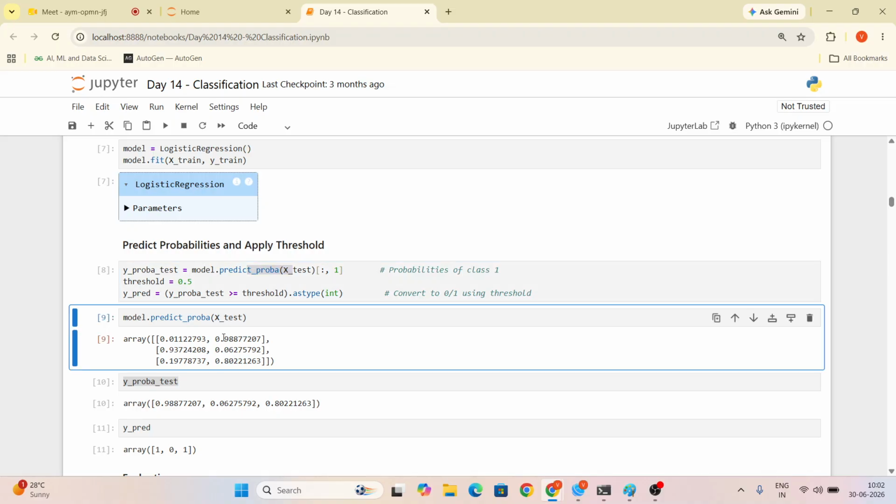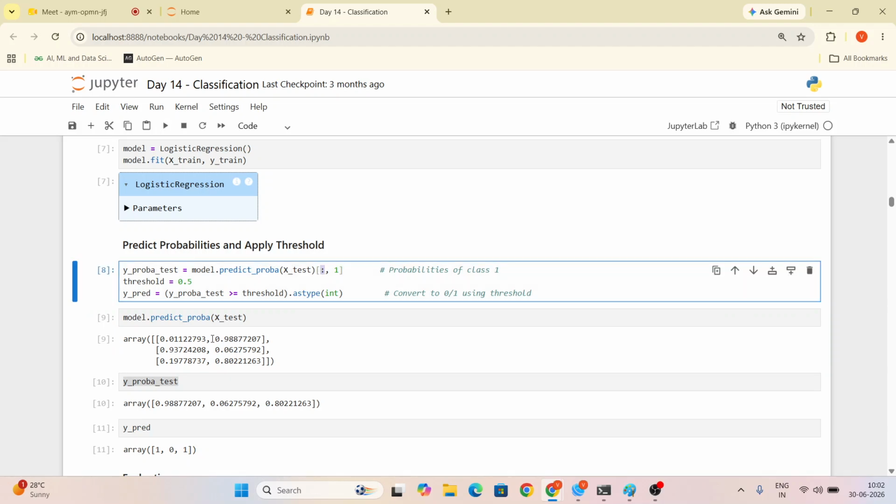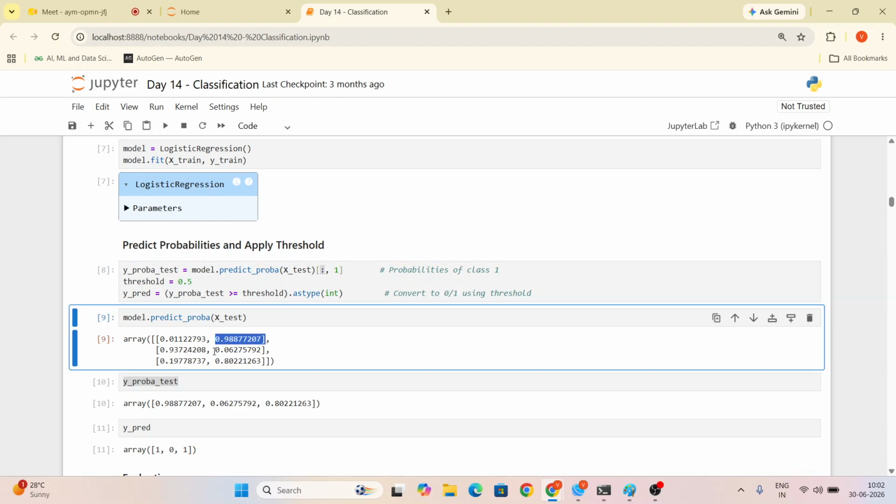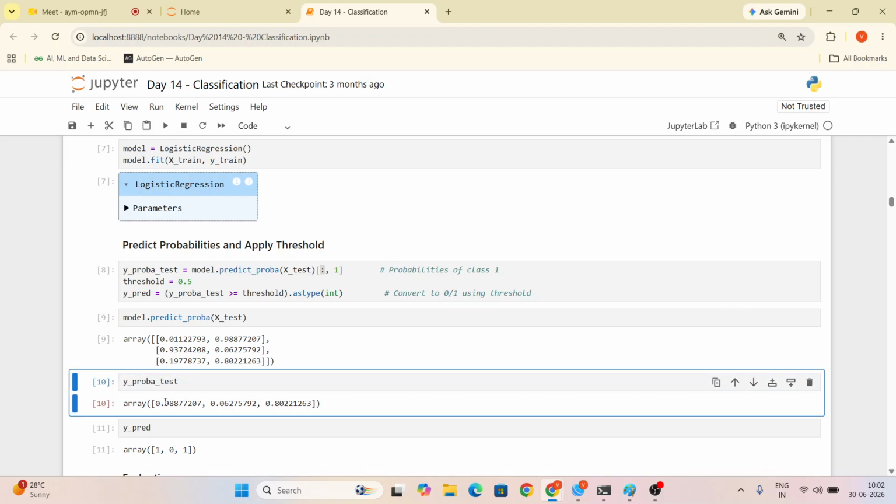Okay, so now we are only taking passes, this class only. Have you got my point? So then I need all rows, but what columns do I need? I need the first column only, right? See the output.